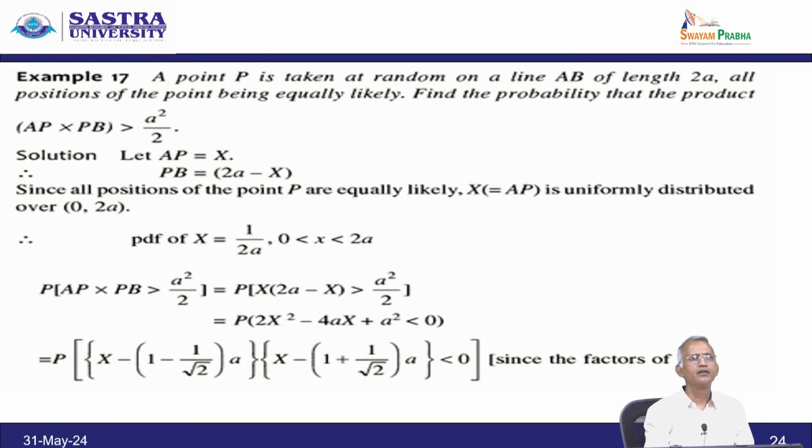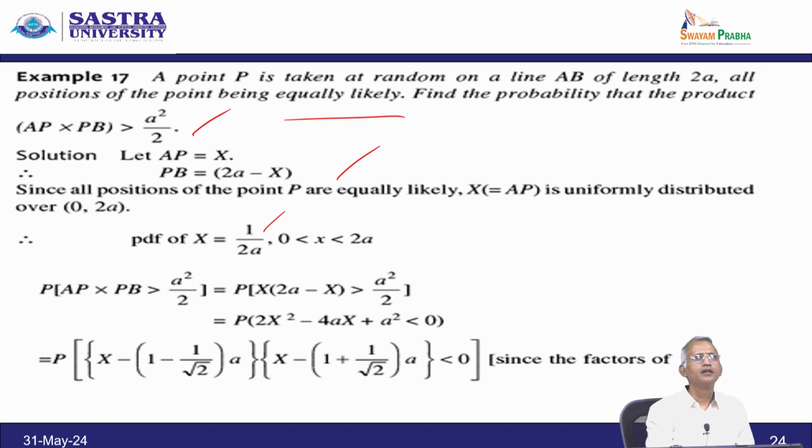Next example: a point P is taken at random on a line AB of length 2a, all positions of the point being equally likely. Find the probability that the product AP into PB is greater than a square by 2. Let AP equal x and PB equal 2a minus x. Since all positions of the point P are equally likely, x equal to AP is uniformly distributed over 0 to 2a. Therefore, the PDF of x equals 1 by 2a.